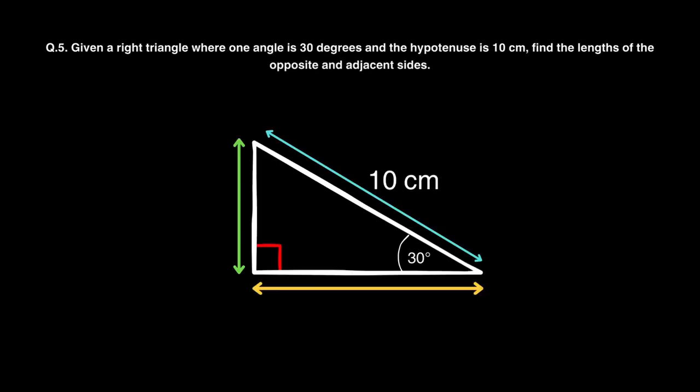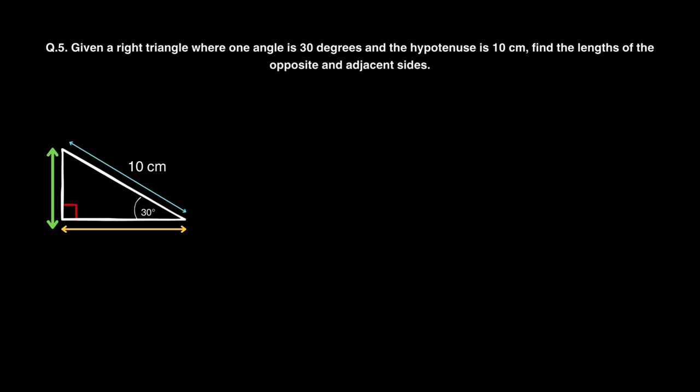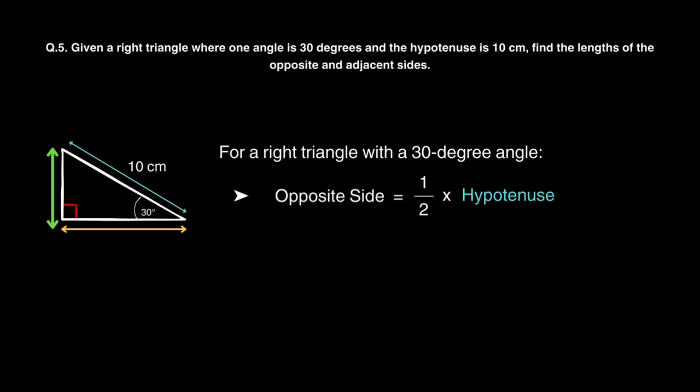Question number 5. This one might come off as trickier than the last two. Given a right triangle where one angle is 30 degrees and the hypotenuse is 10 centimeters, find the lengths of the opposite and adjacent sides. To solve this, we need to remember that we are solving for two sides now, the opposite and adjacent. For a 30-degree angle in a right triangle, the side opposite the 30-degree angle is half the hypotenuse. The side adjacent to the 30-degree angle can be found using the Pythagorean theorem or the cosine function.